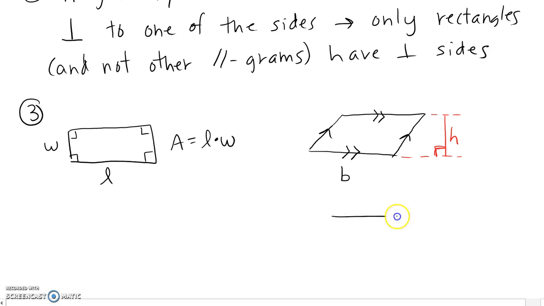Another way you could draw it is if I called this side the base, that's also okay. But then I'm going to extend these sides out because these are the sides I care about, if that's the base. And I need a line that is perpendicular, and this would be my height line.